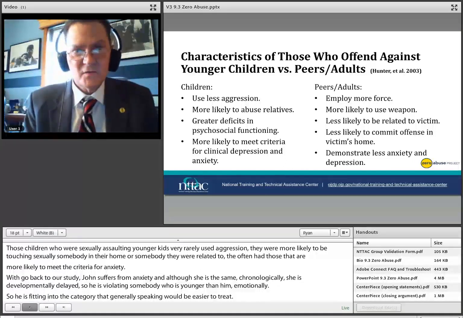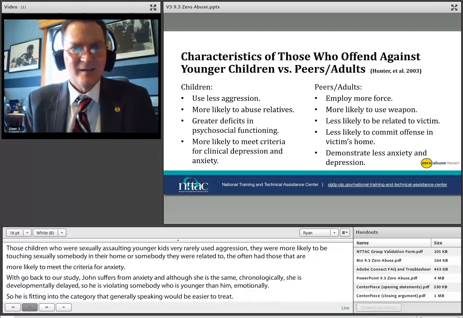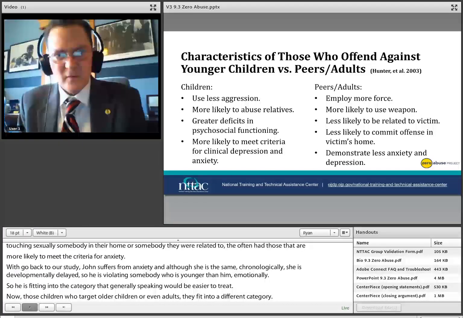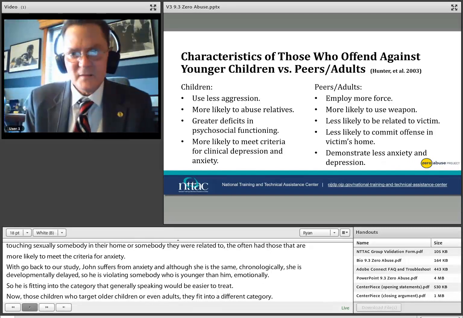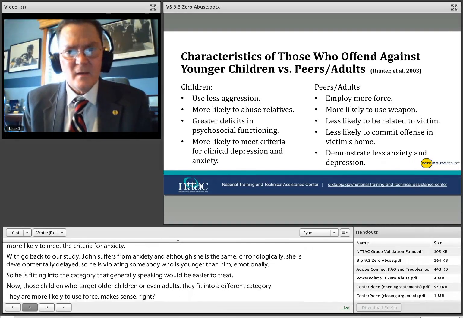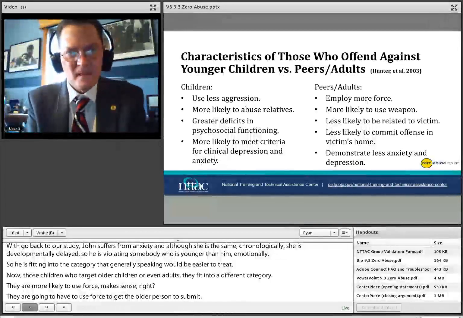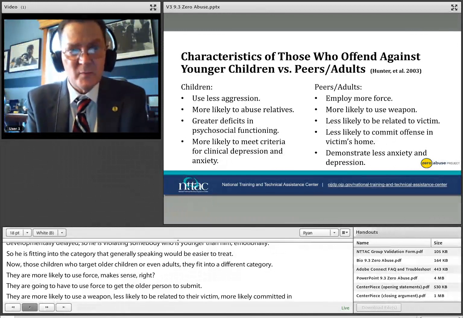Now, those children who target older children or even adults, they fit into a different category. They are more likely to use force. Makes sense, right? They are going to have to use force to get the older person to submit. They're more likely to use a weapon, less likely to be related to their victim, more likely to commit it in some place other than someone's home. And they just don't have much anxiety or depression or worries about their misconduct.